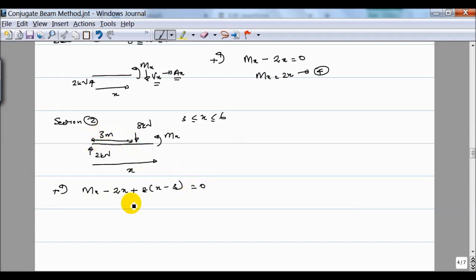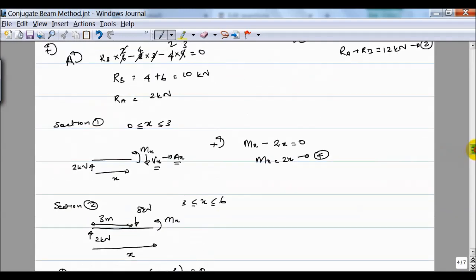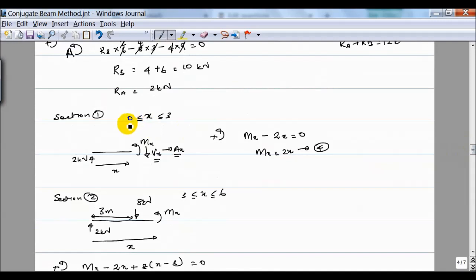So that is equal to 0. So now this gets me Mx is equal to 2x minus 8x plus 24. That is 24 minus 6x. This is my 5th equation. So now I have a relationship for the range 0 to 3 and 3 to 6.